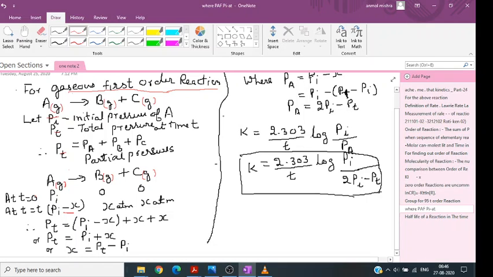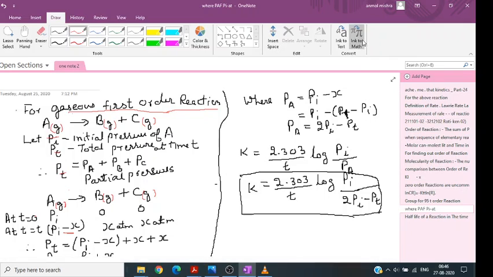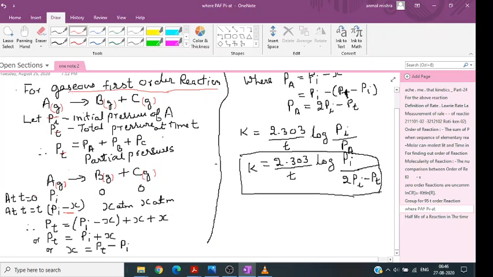Now, just now we have seen that Pa is equal to Pi minus X. Just now we have calculated the value of X, so we will substitute the value of X: Pi minus (Pt minus Pi). So it will become Pa is equal to 2Pi minus Pt. Very important, many times the same numerical is asked in the board. So you should keep in mind, if it is a gaseous state, you have to calculate like this.